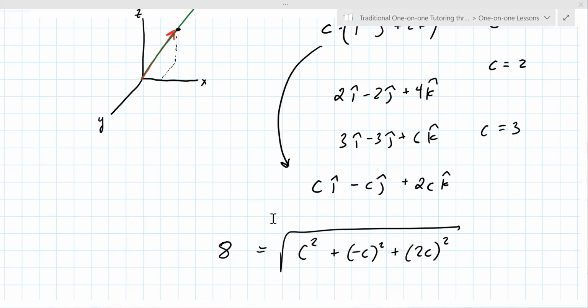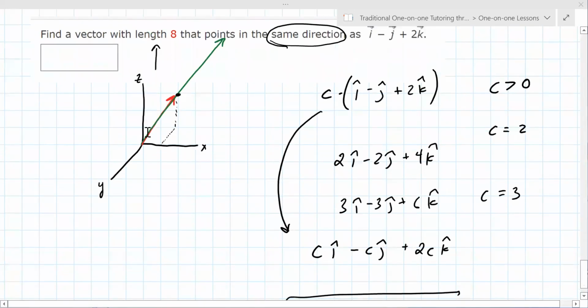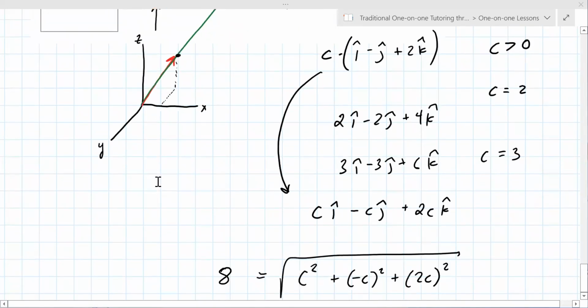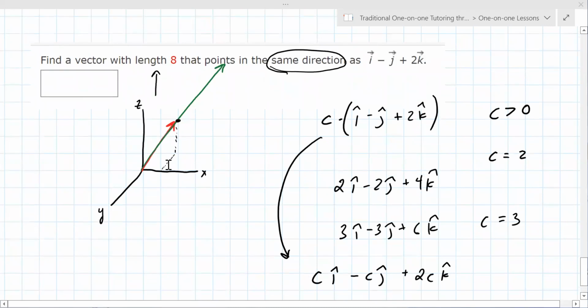Feel like I've lost you somewhere here. Kind of. Yeah, this problem, I didn't really understand it.